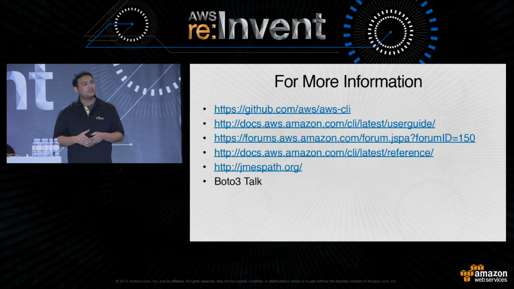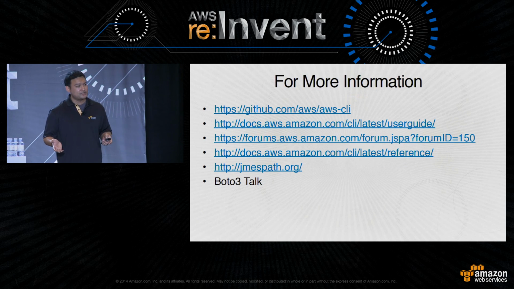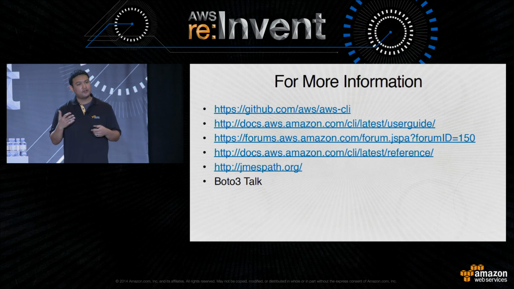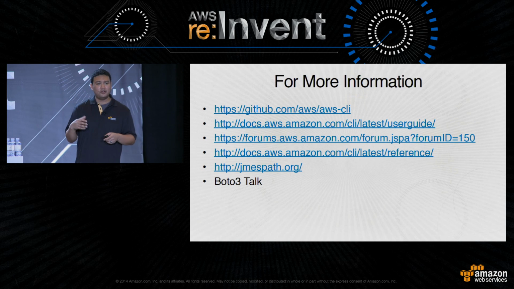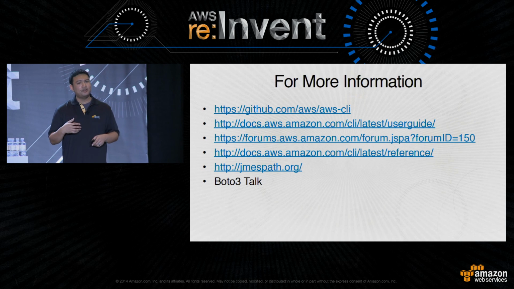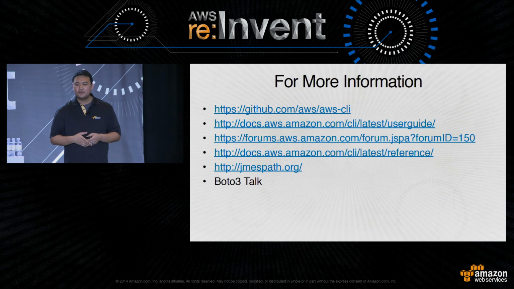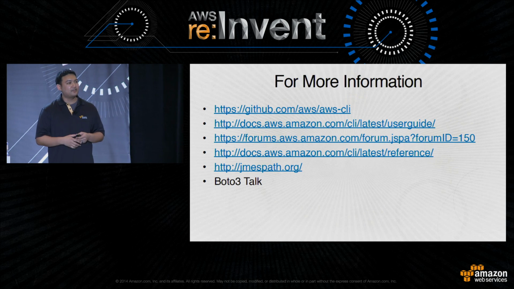So here's some of those links I was talking about. The AWS CLI is fully open source, so we are on GitHub. Feel free to file issues or send pull requests. The library that I showed previously, Botocore, is also on GitHub as well. There's a link to our user guide there that goes over all the details of getting set up and all the links for the MSI installers and anything else. So if you're a new user, that would be the link to check out. Then we also have links to the forums, our reference docs, and then that jmespath.org site.